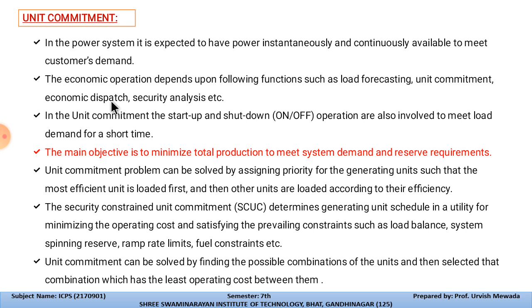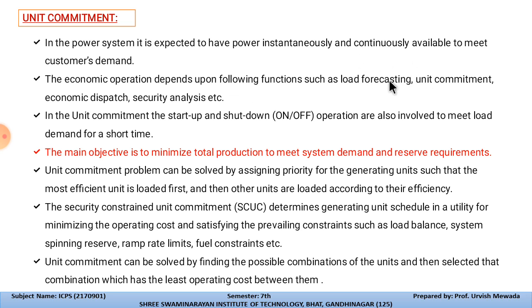And the economic operation depends upon certain functions. The first is forecasting. Load forecasting is the prediction of the load of any generating unit for the day, month, or year. The second one is the unit commitment for the economic operation. We should consider these points for the economic operation of the power system or power generating station. The first point is load forecasting, the second one is unit commitment, and the third one is economic dispatch. The fourth is related to the transmission, and this is the security analysis. So these 4 points are most important while dealing with the economic operation of the power system.